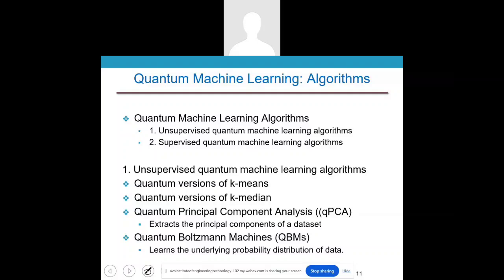What is the purpose of unsupervised learning? Extracting patterns from the data without any class labels, extracting some interesting patterns from the data. In supervised quantum machine learning, you supply the data with the class labels, then parameters are trained on the labeled data, which then assigns a class label to the data. The way of working is the same, the purpose is the same. Okay, let us go into the details of these algorithms.